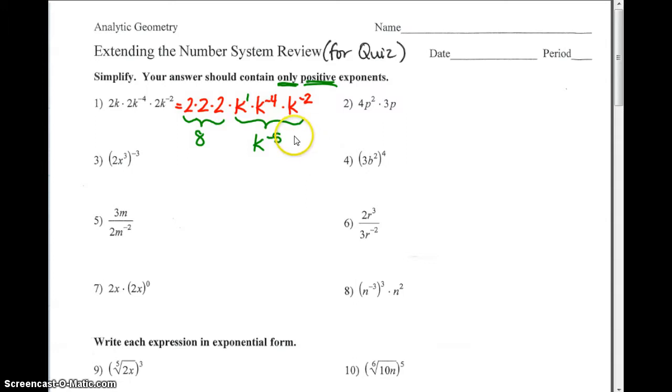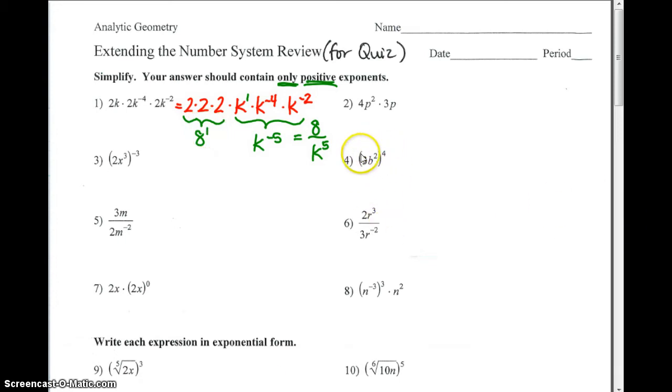So what I need you to do is make this equal to 8 over k to the 5th. Now the reason that the k to the 5th is the only one that goes to the bottom is because k to the 5th is the only one that has a negative exponent. That 8 will also have a positive 1 on it. Alright, moving on to another problem.